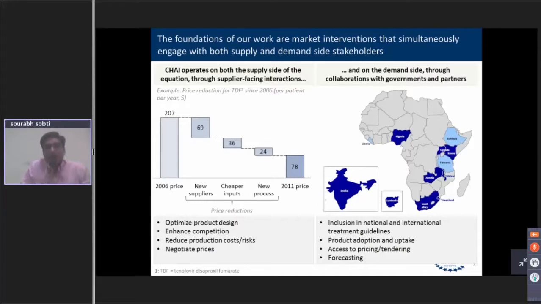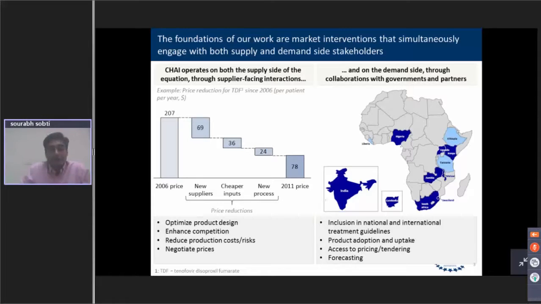Slide 4 gives you the foundation of our work, where we make market interventions and simultaneously engage with both supply and demand side stakeholders. So CHAI operates on the supply side of the equation through supplier-facing interactions. The graph on the left shows you an example of reducing the price of tenofovir disoproxil, an HIV-ARV drug, whereby in 2006 the price was cumulatively around $207 per patient per year.